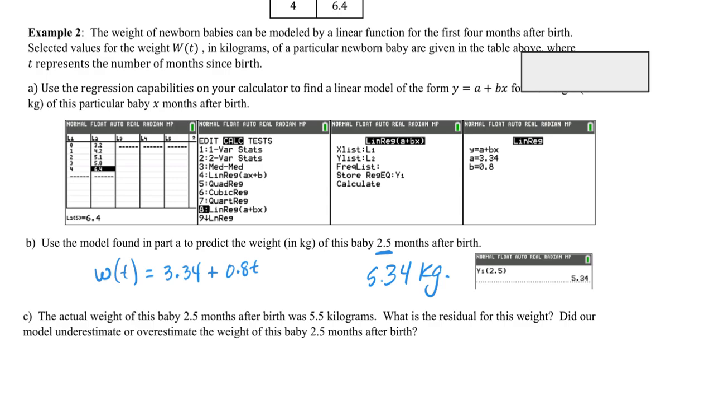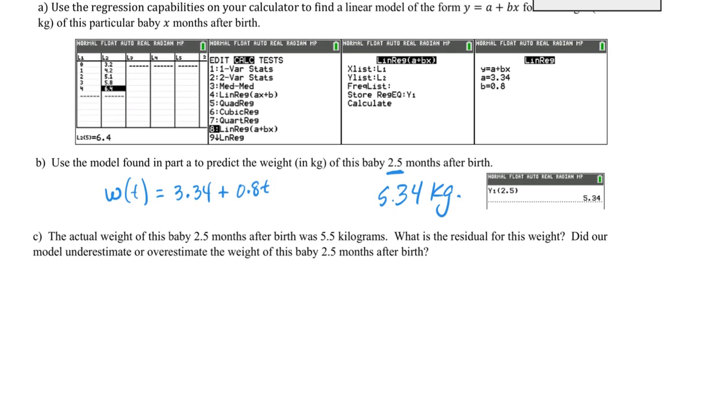Okay, so let's look at C. Here's where we get to our residual idea here, okay? So it says the actual weight was 5.5, so my A was 5.5. My P is 5.34. And remember, residual is equal to A minus P. We're in an AP class, okay? So when you subtract those two things, what do we get? We get 0.16 kilograms, right? Positive.